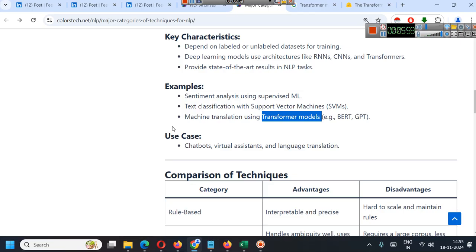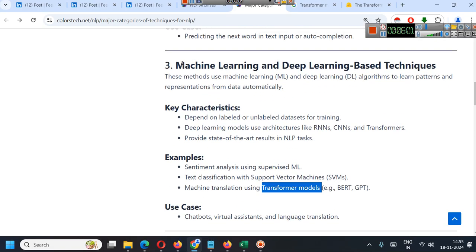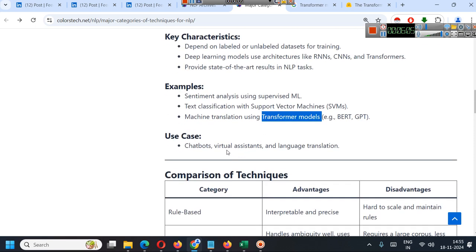Use cases of this type of approach or technique are chatbots, virtual assistants, and language translations like Google Translate or any other translation tool. The chatbots that you use, even something like ChatGPT is a chatbot. There are many virtual assistants for, let's say, pizza ordering or something.